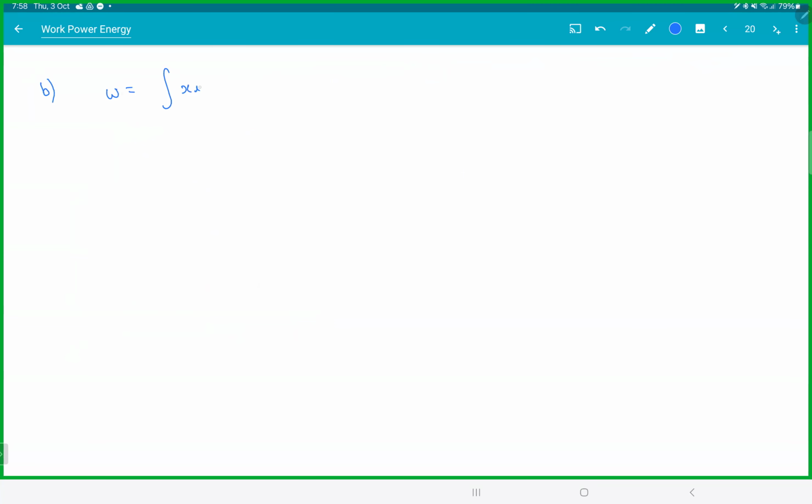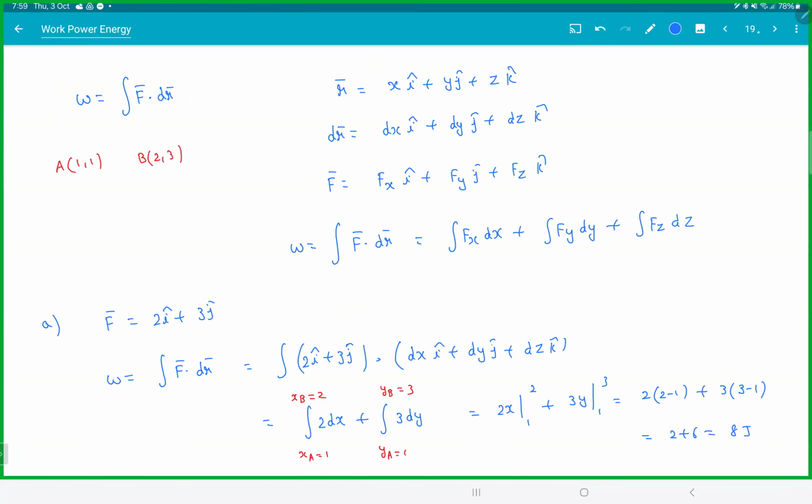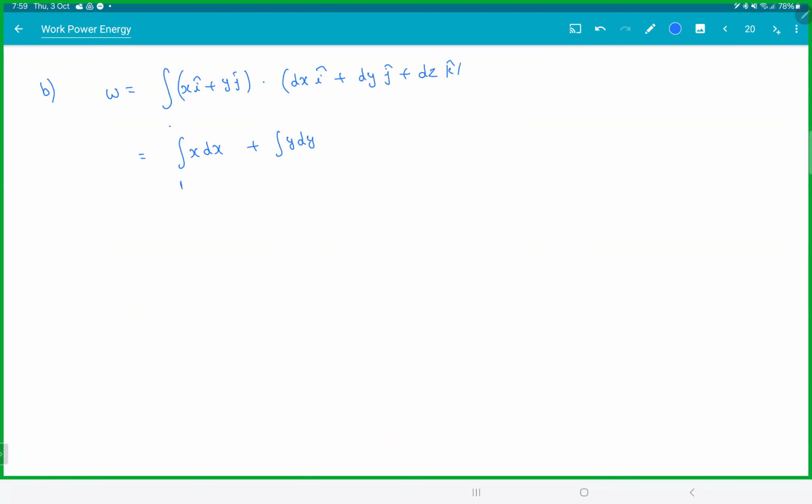A and B part, same story. Integral is x i cap plus y j cap plus. So the reason I taught you this is, it's the general formula. You can use it for anything. So it always works, constant or variable, whatever it is. So this is integral x dx plus integral y dy. This goes from xa to xb, which is 1 to 2. Limits will be the same, and this will go from 1 to 3.